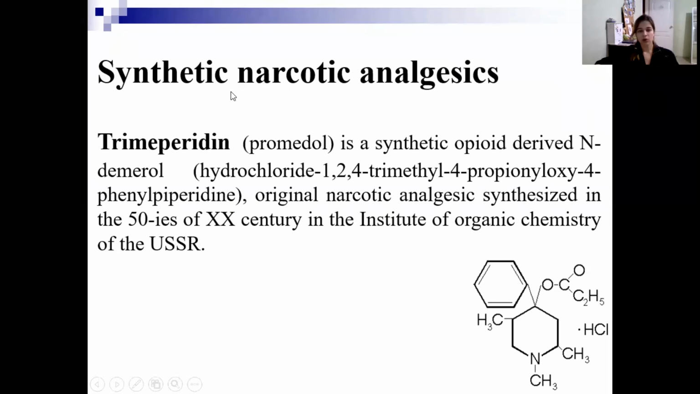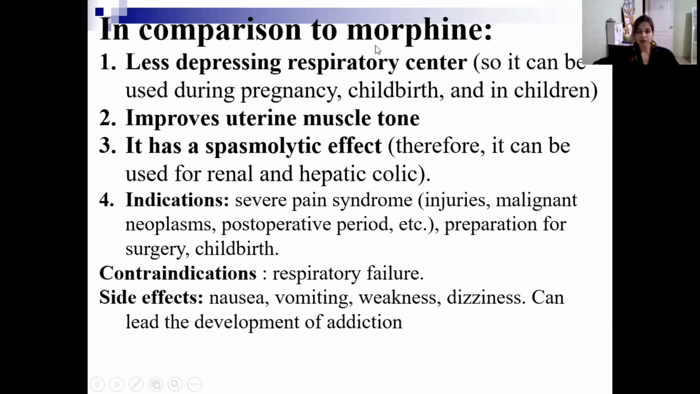Okay. Now about the synthetic narcotic analgesics. They are, for example, promedol. Trimeperidine is an original narcotic synthesized in the USSR, by the way. In comparison to morphine, it depresses the respiratory center less, so it can be used during pregnancy, childbirth, and even in children. It increases the uterine muscle tone. Yes, it does improve it also.